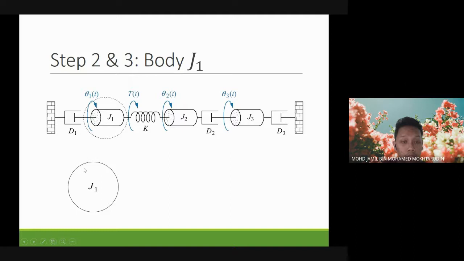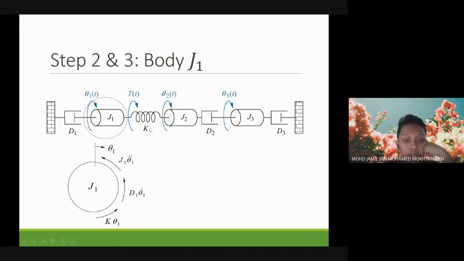So we draw the free body diagram J1, a circle, and then we decide the direction of theta 1. In this case, we decided to be clockwise. So all the forces from the damper and spring will be against the motion of theta 1. So we have the inertia J1 theta 1 double dot in anti-clockwise direction, D1 theta 1 dot from the damper, also anti-clockwise, and K theta 1 also anti-clockwise.